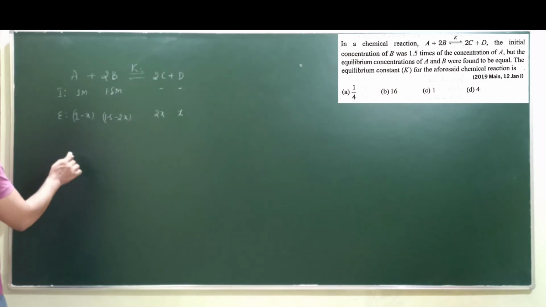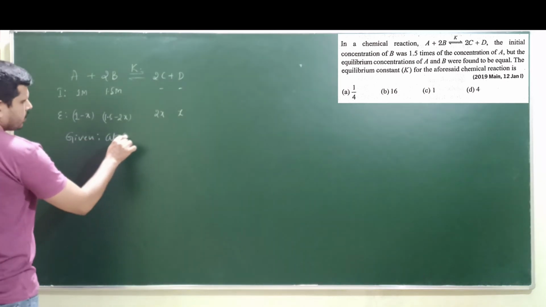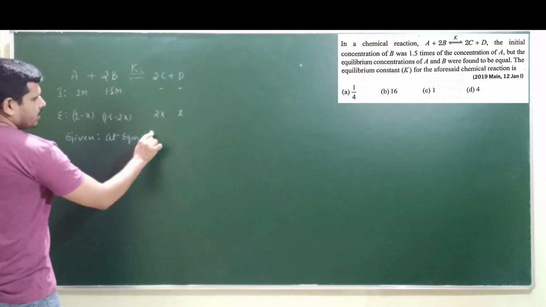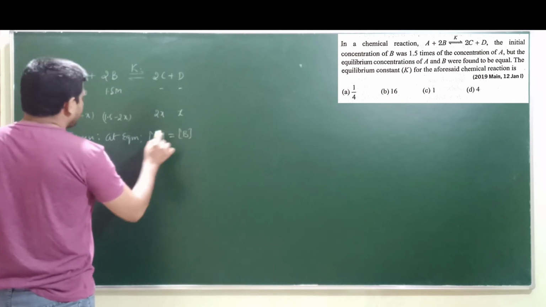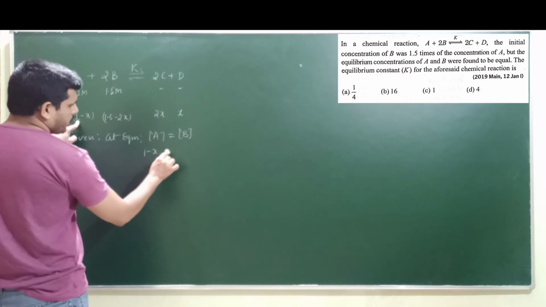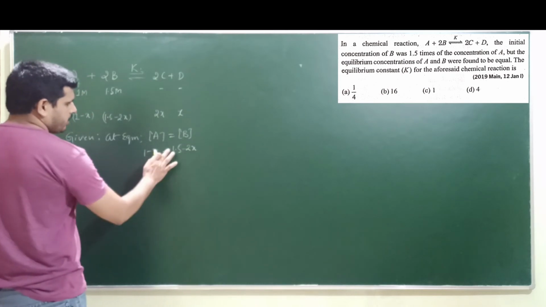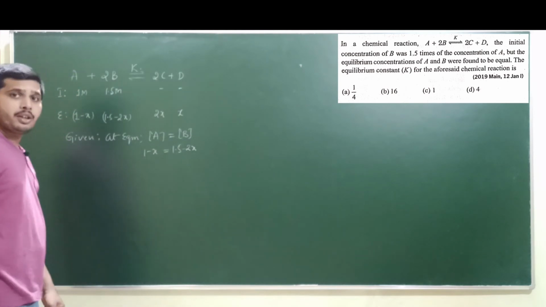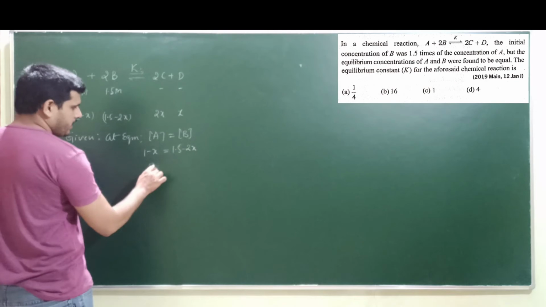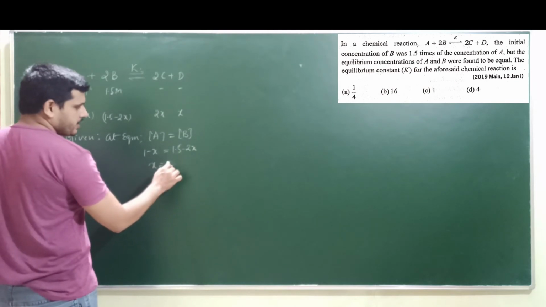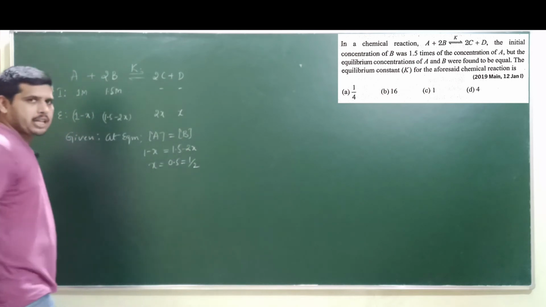Fine. Now one condition is given. What is that? At equilibrium, the concentration of A is equal to the concentration of B. Now the concentration of A is 1 minus X, that should be equal to 1.5 minus 2X, which is the concentration of B. Correct? So this enables us to find the value of X. So I'll bring X on this side. So 2X minus X will be X. 1.5 minus 1 is 0.5. I'll write it as half to make my calculation easy.